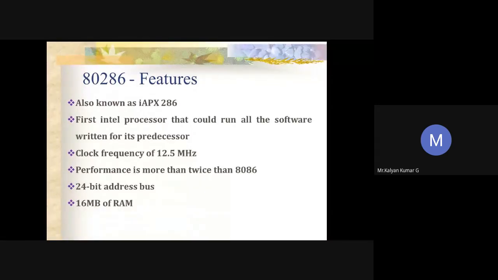One more important feature of the 80286 CPU is that it is designed to run multitasking applications, which is also possible with the help of this processor. Here, the 80286 can work in 2 different modes. One you call real mode, the other one you call protected mode.